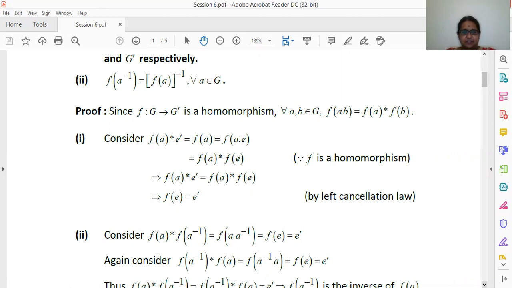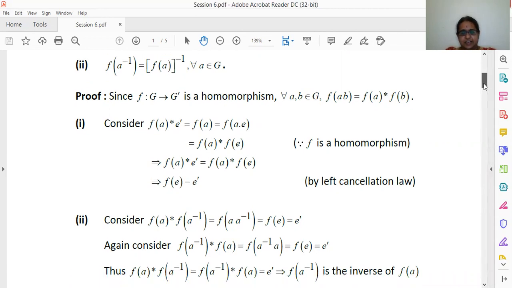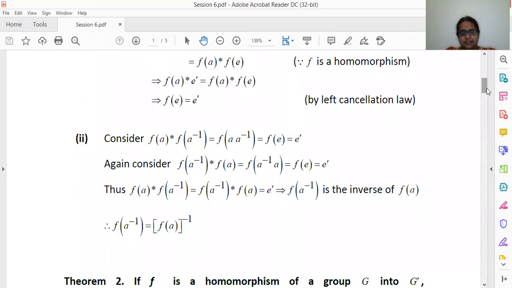Therefore, what we have got is f of a star f of a inverse is equal to f of a inverse star f of a is equal to e dash. e dash is the identity of G dash. So this implies f of a inverse is the inverse of f of a, or f of a inverse is f of a whole inverse. So in this theorem, we have made use of the definition of homomorphism and we have made use of the left cancellation law.